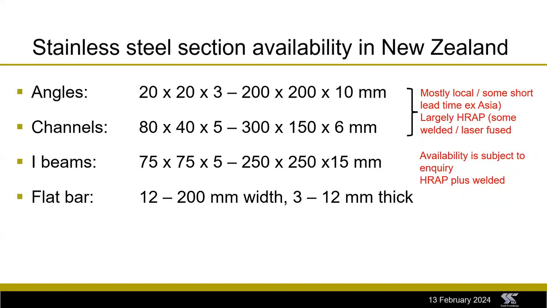Someone asked last week about stainless steel section availability. So Paul Gapper spent his weekend doing a bit of research, and here's the answer for you. I hope you're on this webinar this week. So these are typically some of the stainless steel structural products that you can get, mostly local, some are short lead times from Asia. So these would be austenitic angles, channels, I-beams, flat bar. Duplex would be special orders.